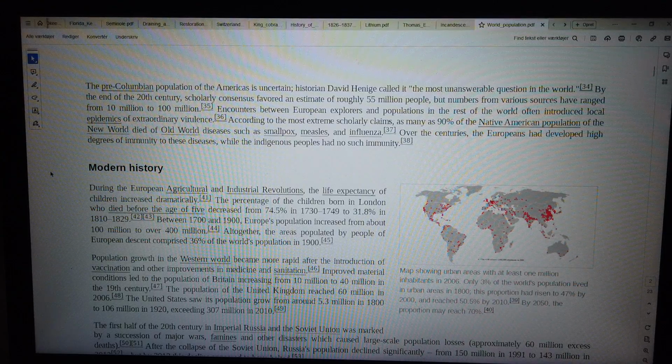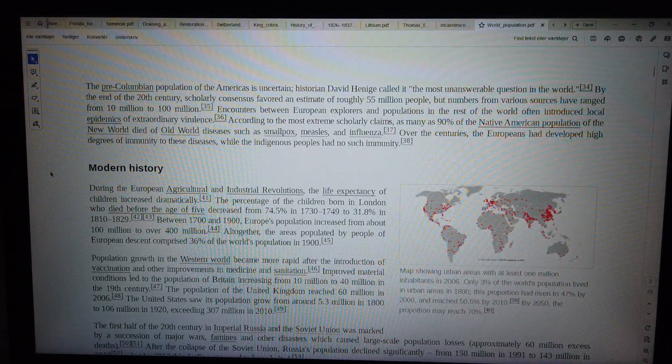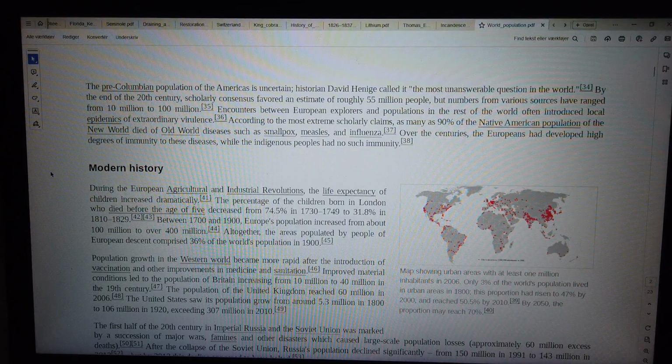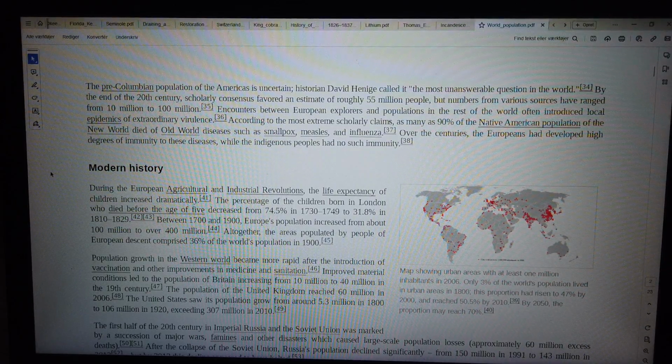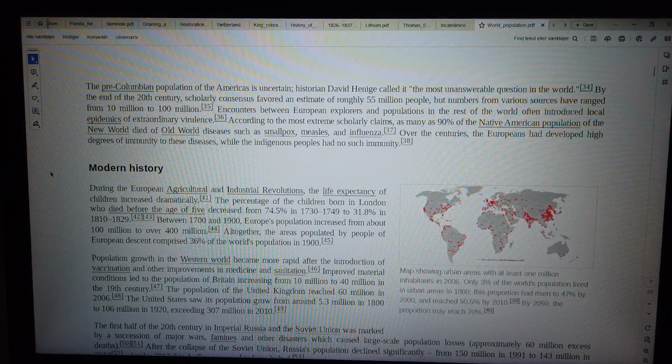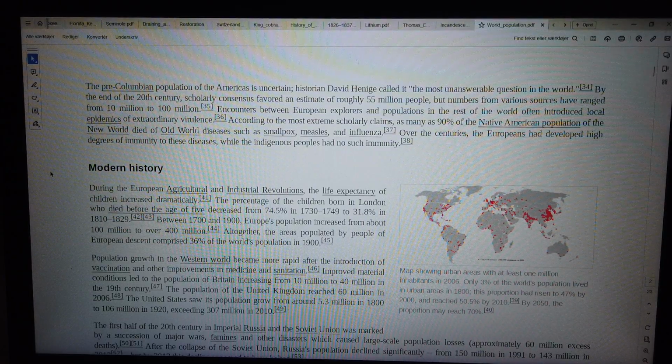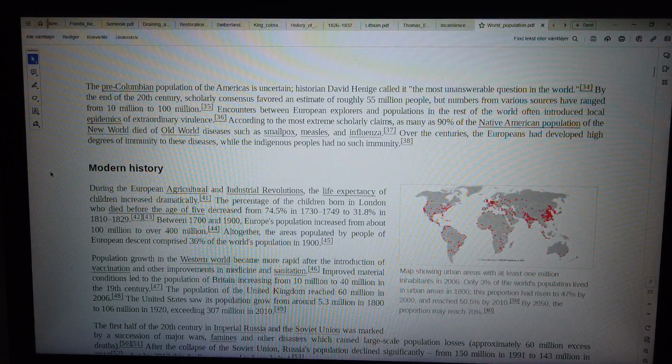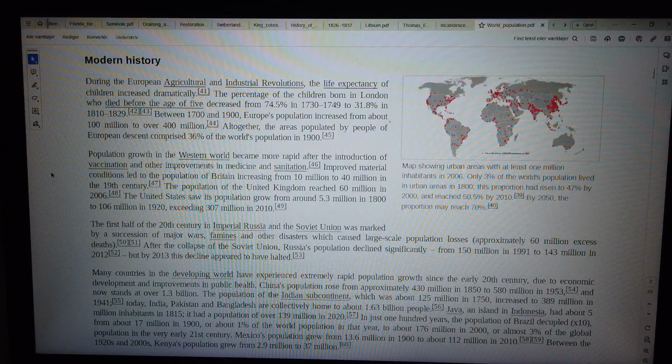During the European agricultural and industrial revolutions, the life expectancy of children increased dramatically. The percentage of the children born in London who died before the age of 5 decreased from 74.5% in 1730-1749 to 31.8% in 1810-1829. Between 1700 and 1900, Europe's population increased from about 100 million to over 400 million.